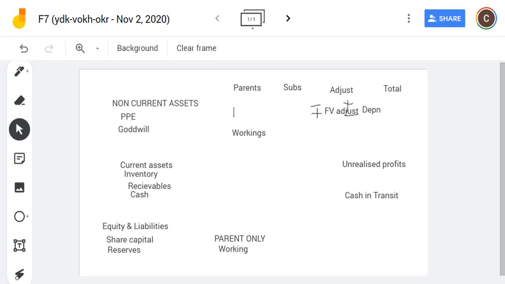Once you're done with the reserves, then you bring your non-controlling interest.